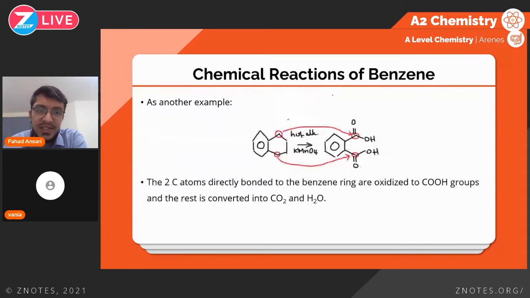And over here, just as a more complicated example, what happens basically is that you have two carbon atoms that are directly bonded to the benzene ring. Both of them will be converted into carboxylic acid functional groups. And the remaining carbon atoms that are part of that cyclic chain, basically this and this, these will be converted into CO2 and H2O. So that is what happens. So this is the oxidation of the alkyl side chains of alkyl benzenes.